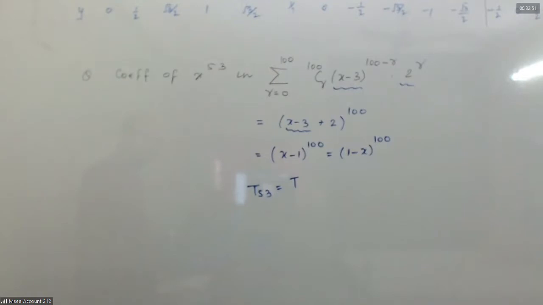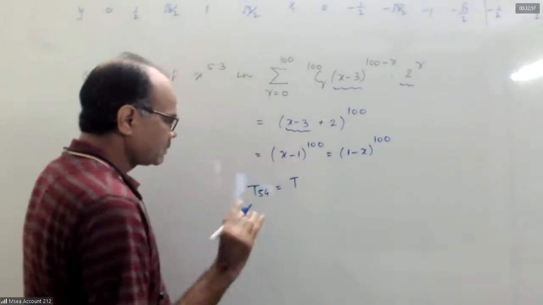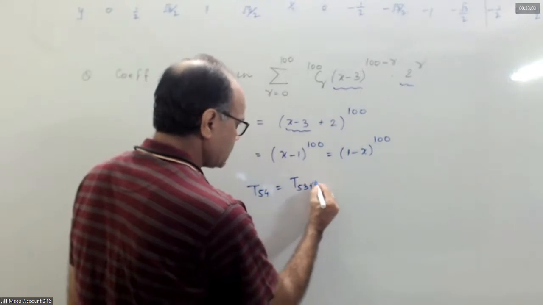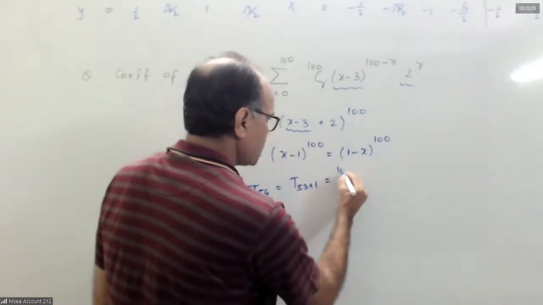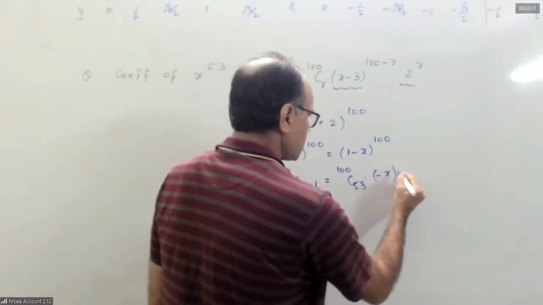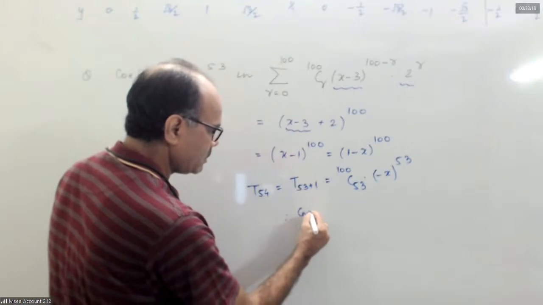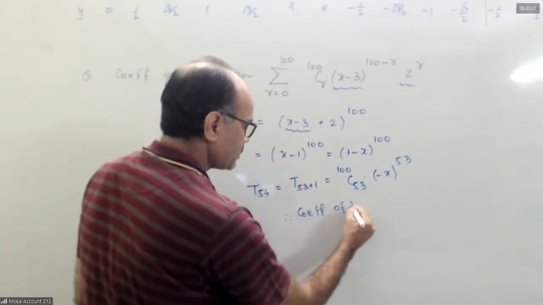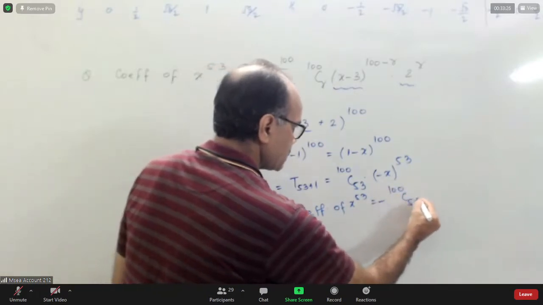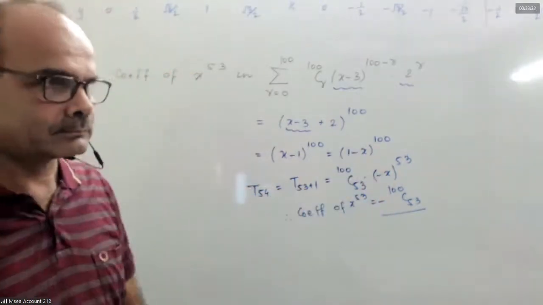So, one doubt, sir. I didn't understand that step, sir. How did we write (x minus 3) plus 2? Just a moment. Yes, sir. I forgot the negative sign.